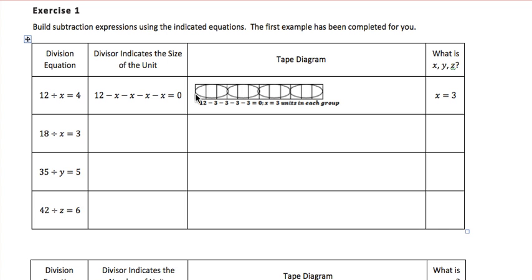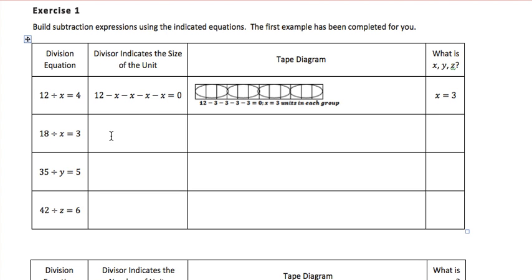And then in the tape diagram, we started with 12, and we found that we had to subtract 3 4 times before we could get to 0. There are 3 units in each group. So x is equal to 3. Please notice in the repeated subtraction problem, the number 4 isn't in the subtraction problem. The 4 represents the number of times that we subtracted x from 12 before we got to 0.